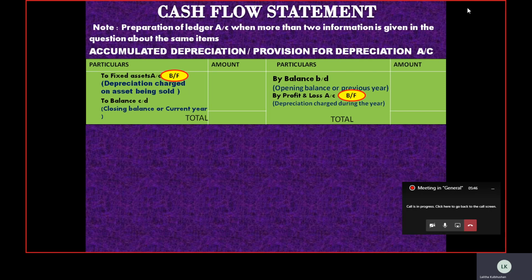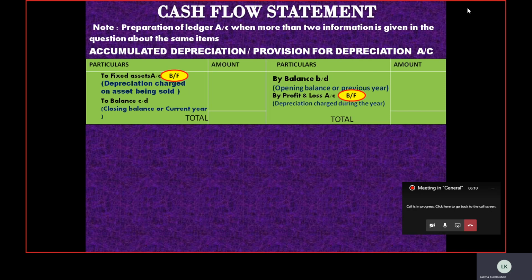For example, if I've been given the depreciation charged on the asset being sold, the closing balance, and let us assume the opening balance, in such a situation you will find your debit side being more in comparison to that of the credit side. And if the deficit comes on the credit side, it will be called what? That is the profit and loss account.